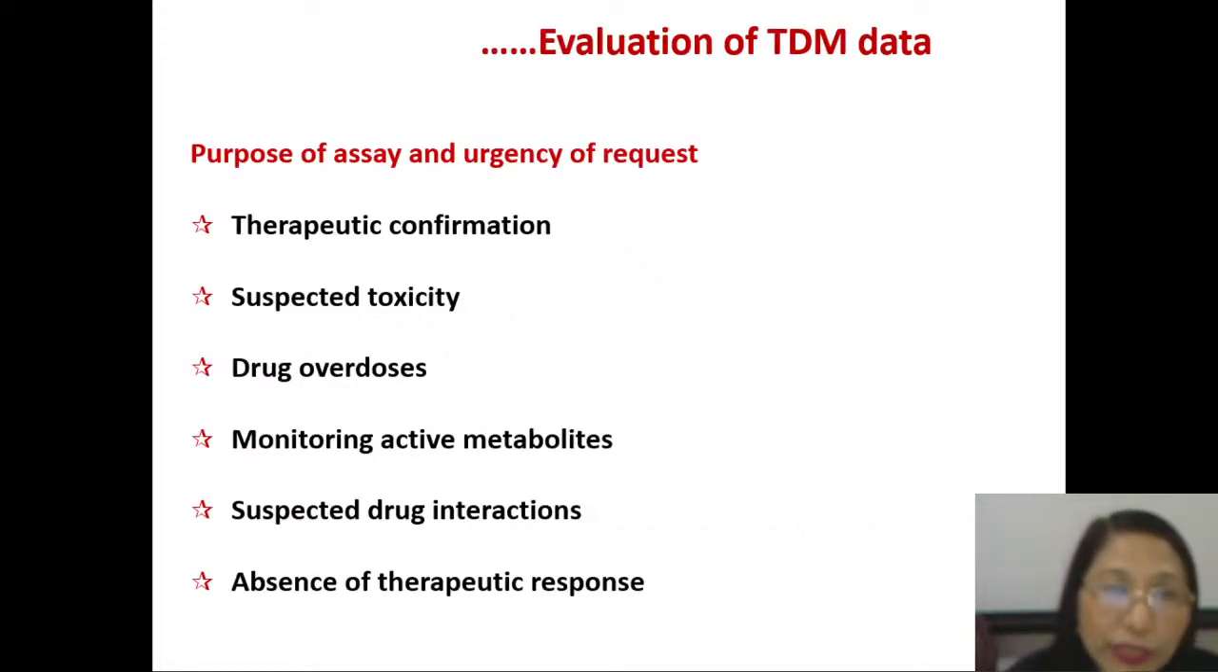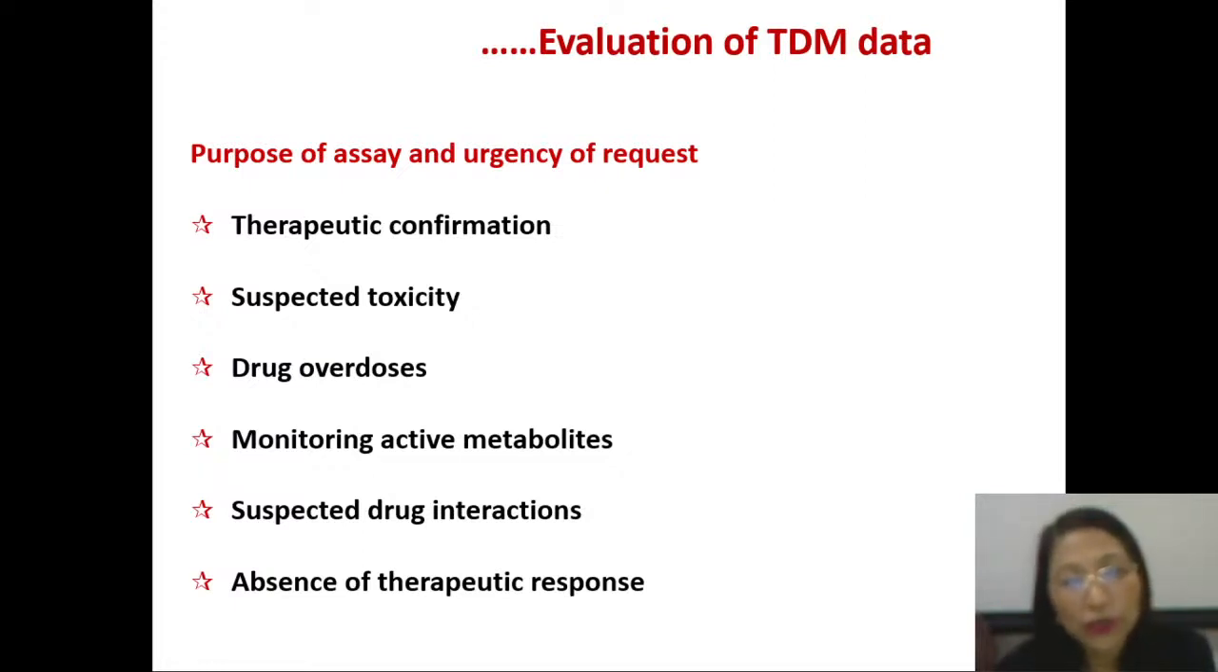And the purpose of assay and urgency of request should also be there, like whether it is for therapeutic confirmation, to see the suspected toxicity, or in case of drug overdoses, or to monitor the active metabolites or suspected drug interactions, or when there is an absence of therapeutic response. So what is the purpose of assay and what is the urgency of the request? So if it is for drug overdoses, then you may need to do it urgently. But if it is just for monitoring compliance or to see the absence of response or therapeutic confirmation, then you may need to wait.